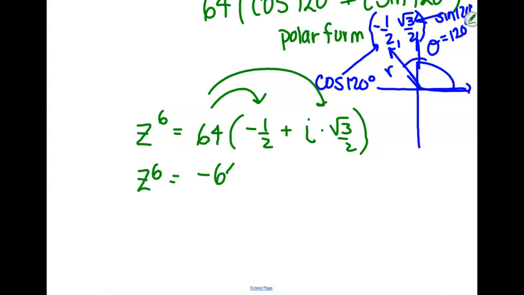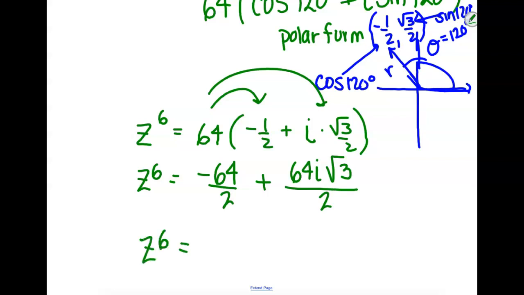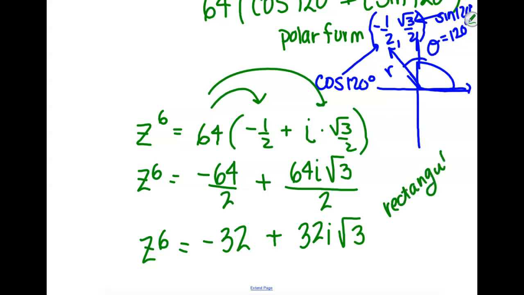That's negative 64 divided by 2 plus 64i square root of 3 over 2. And then we simplify those fractions. Negative 64 divided by 2 is negative 32 plus 32i square root of 3. This answer is now in rectangular form.